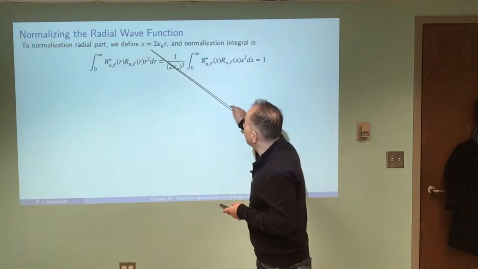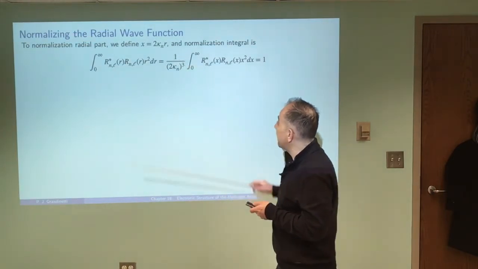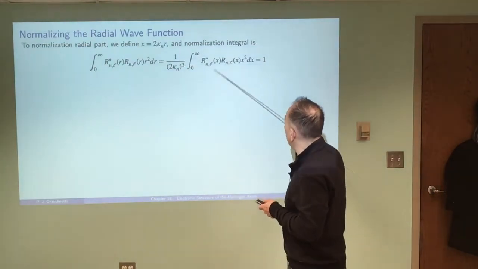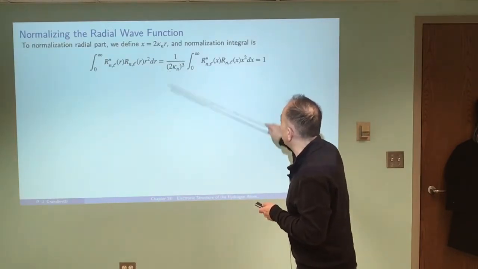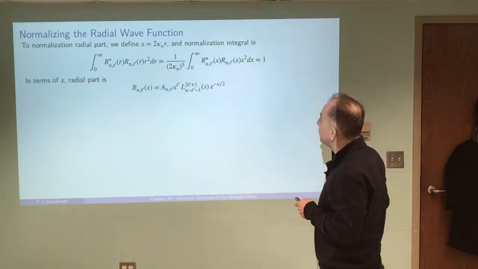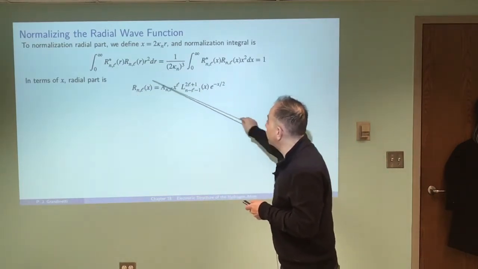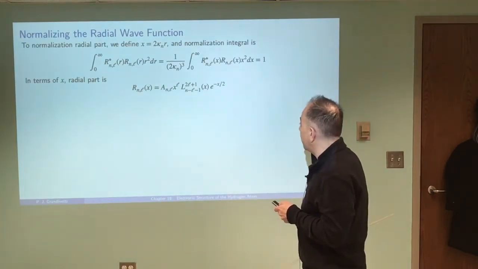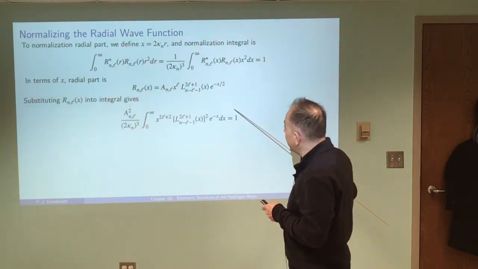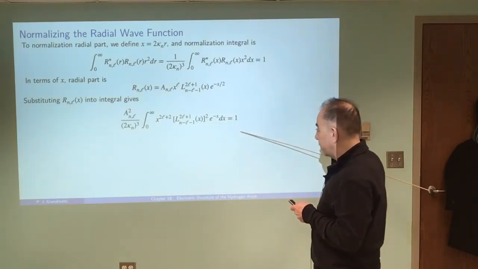To do this integral, I'm going to define x equal to 2 kappa n times r. So I'm going to rewrite it this way, where I change my coordinate from r to x. And you can see a little factor that comes in that transformation. And in terms of x, then, my function looks like this with the Laguerre polynomial in here. And so putting it into this integral here, it becomes this integral.